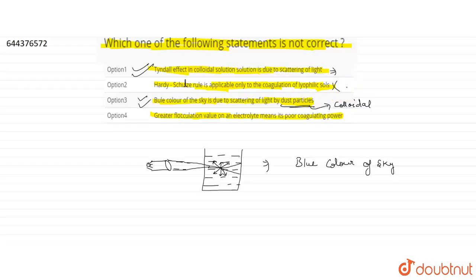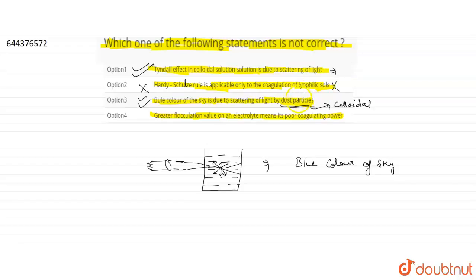The Hardy-Schulz rule is the basic rule for coagulating ions. It says that the greater the valency of the coagulating ion, the greater will be the coagulating power. Okay, I hope you understand it. So the statement that the Hardy-Schulz rule is only applicable for coagulation of lyophilic salts is incorrect. It is applicable for both lyophilic and lyophobic salts.